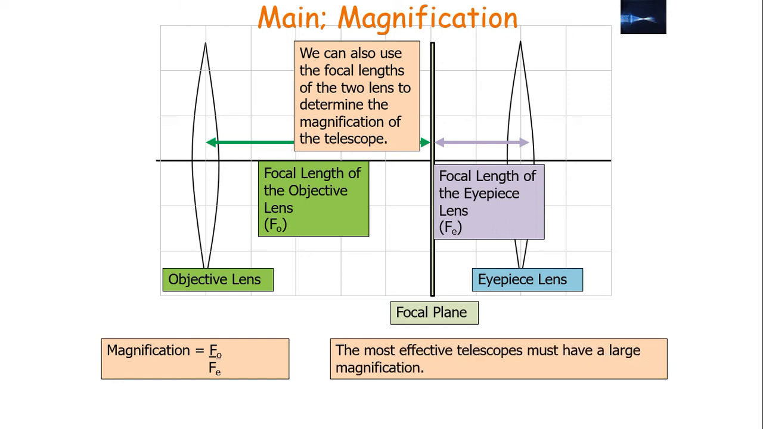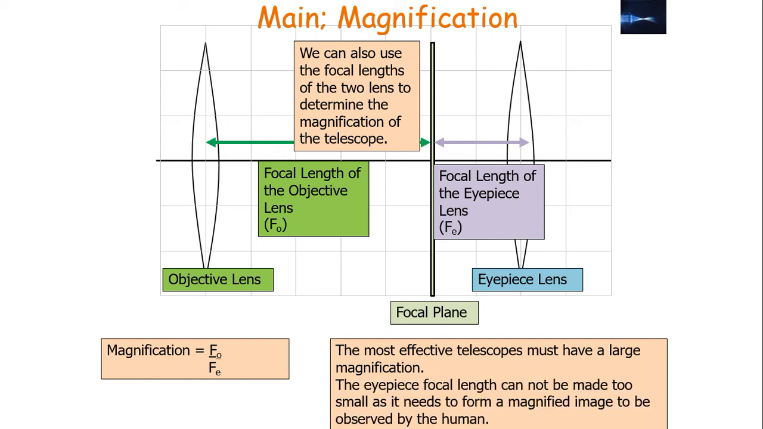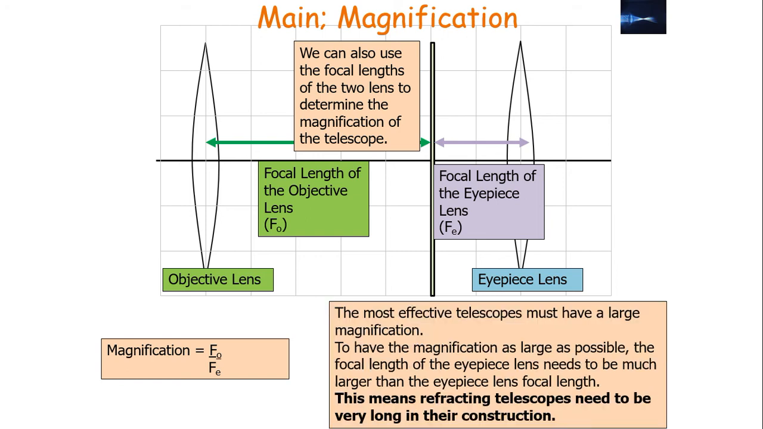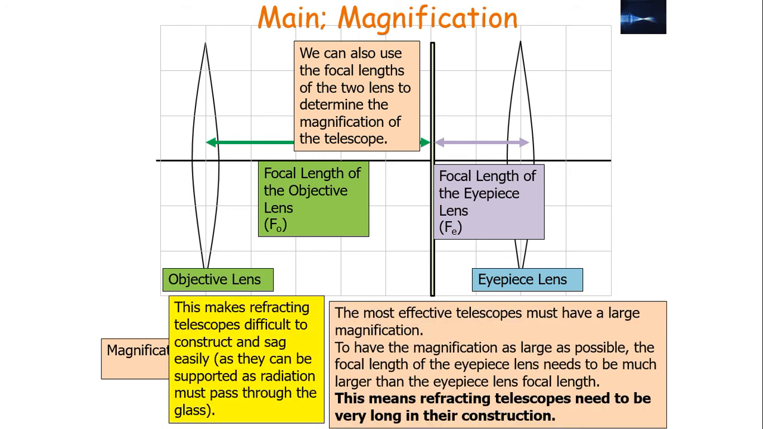Now, the most effective telescopes must have a large magnification. So this tells us that the eyepiece focal length, which is going to be FE, cannot be made too small, because it needs to form a magnified image which can be observed by a human. So to have the magnification as large as possible, the focal length of the objective lens needs to be much larger than the eyepiece focal length. So this means that refracting telescopes need to be very long in their construction.